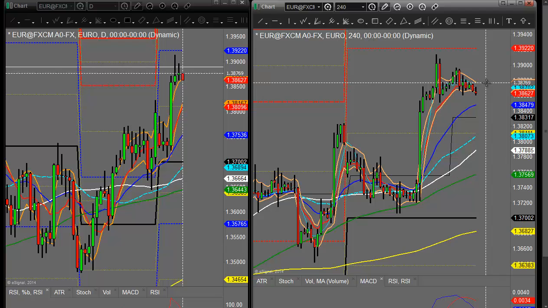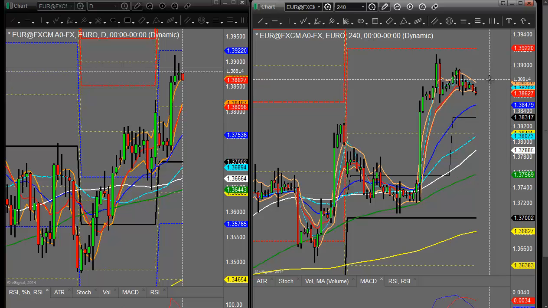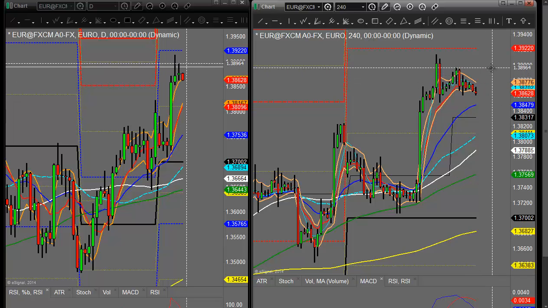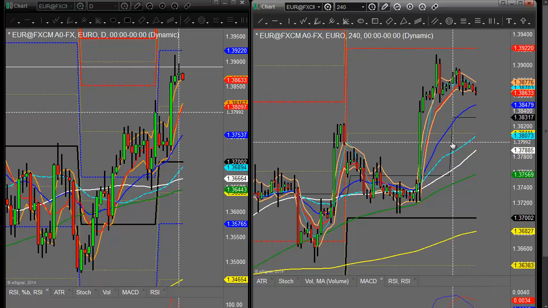Any rally from here, if we managed to find a bit of support, which we're pretty close to doing, and break through the intraday level that I just mentioned, then I'd be looking at these other highs at around about 139, and maybe even the tops of Friday.